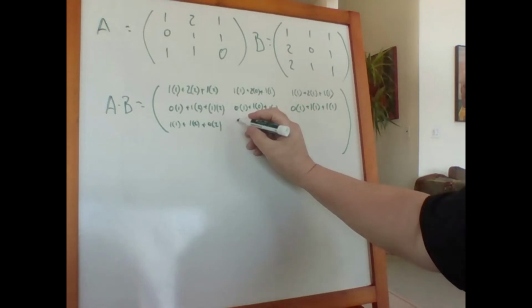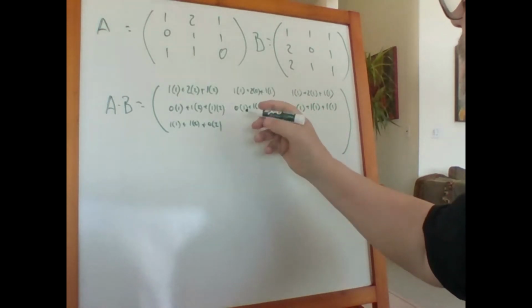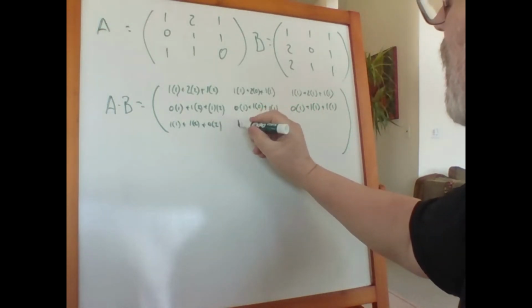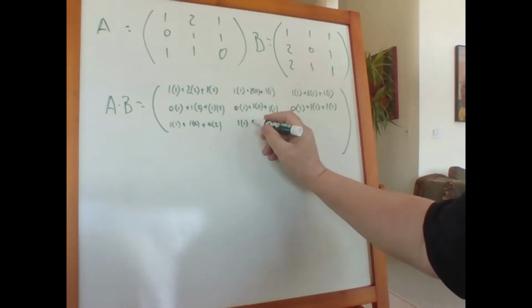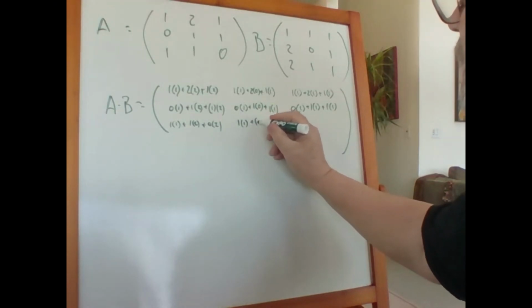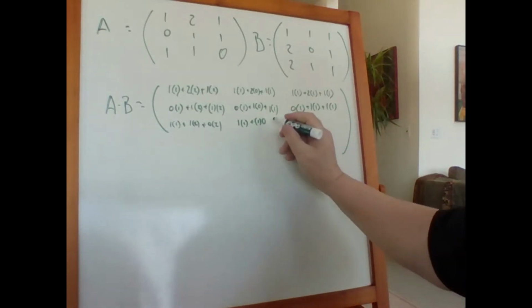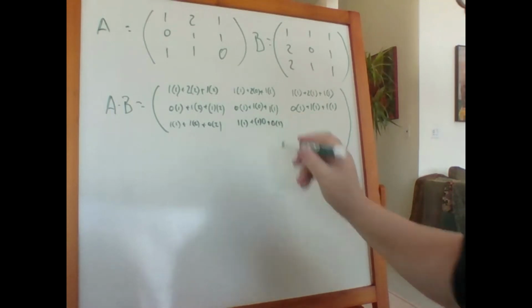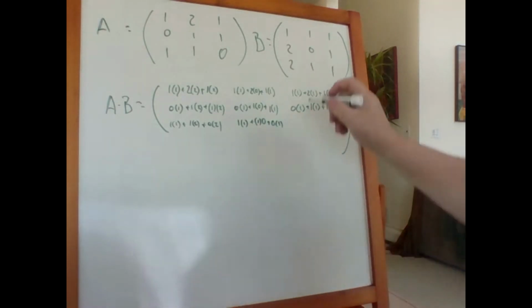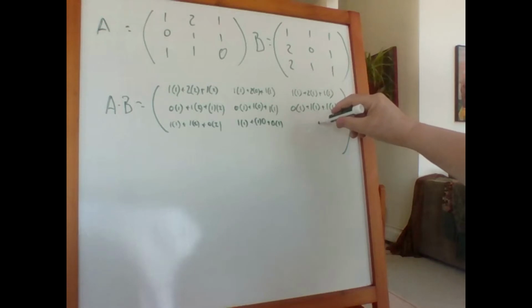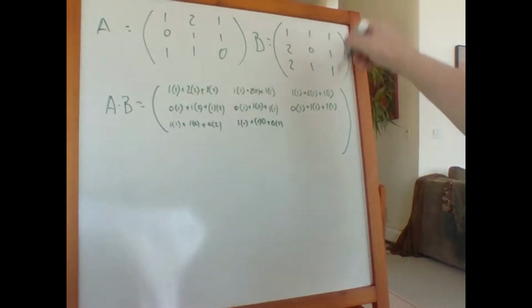Okay, now we have 1 times 1 plus 1 times 0 and 0 times 1. And now the last element over here, this times that.